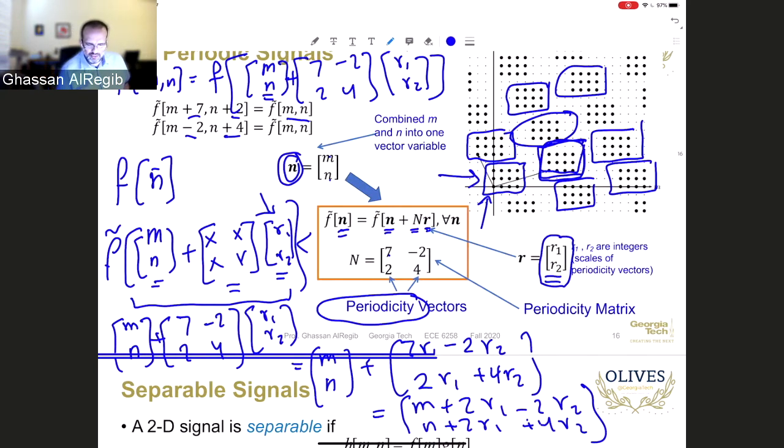So if you do it by hand or just do it in MATLAB or Python, you can see basically which copy I am in, which is controlled by R1 and R2. The periodicity itself is controlled by these numbers in here. This is 7, 2, negative 2, and 4. I hope I answered the question. Thanks. Okay, thank you.